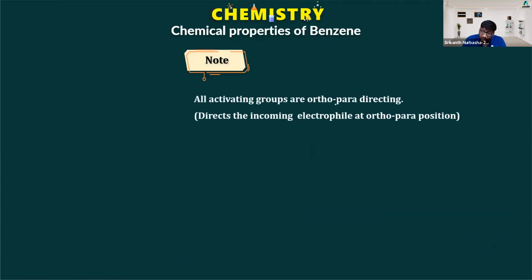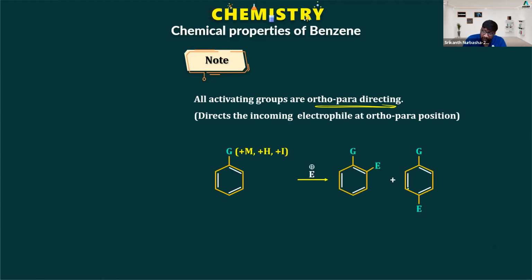All activating groups are ortho para directing; they direct the incoming electrophile to the ortho and para positions. So you have two possibilities, as ortho and para are both getting electron density, and you can get a mixture of ortho and para products. Out of ortho and para, which is major and which is minor? Para is major.